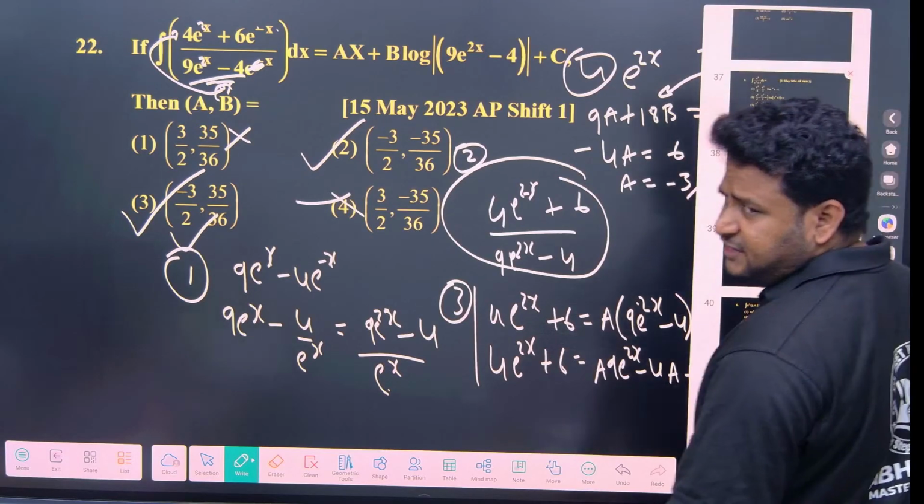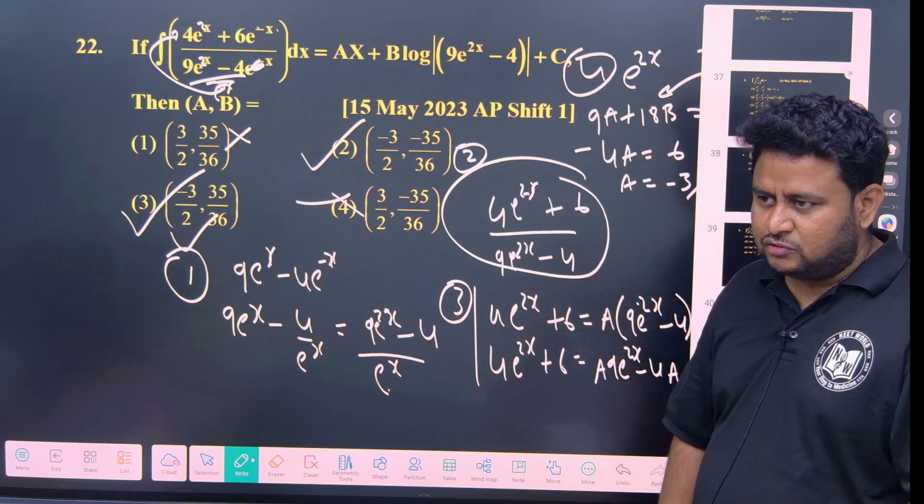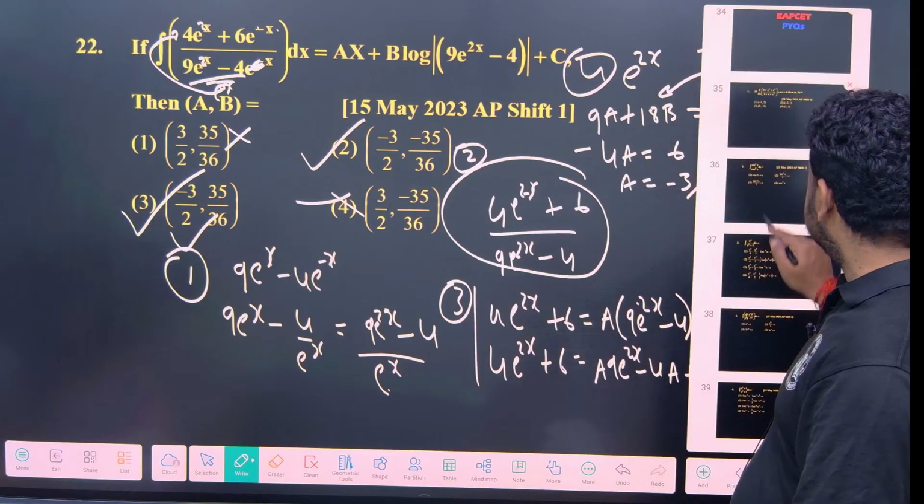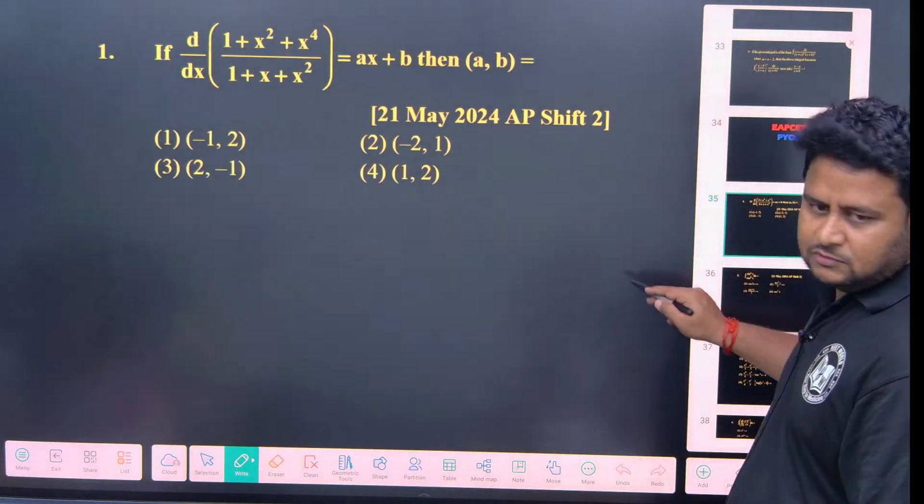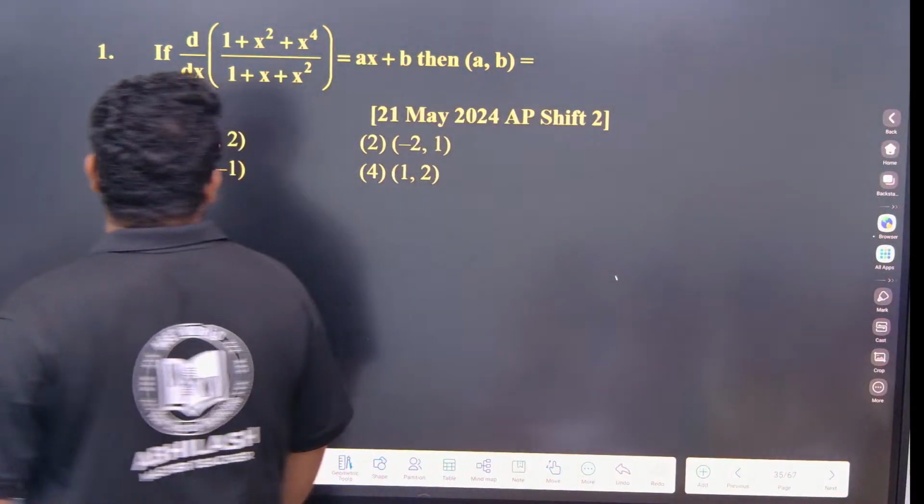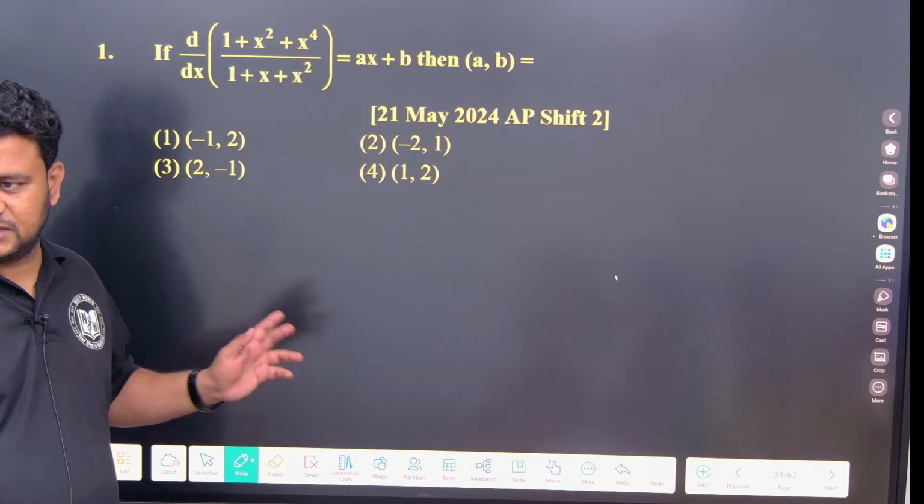Tomorrow we have to start with definite integration, but before that we will do some more questions on indefinite integration, and then we will go to definite integration. Okay. Please look at this question, all of you. If you can complete the questions, we will go to definite integration directly tomorrow.